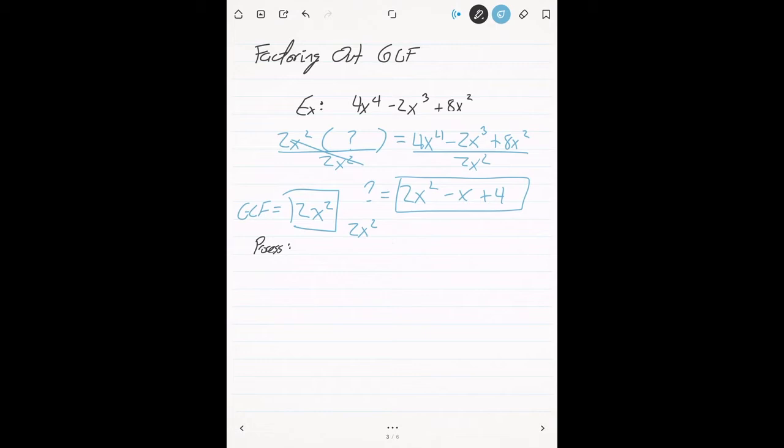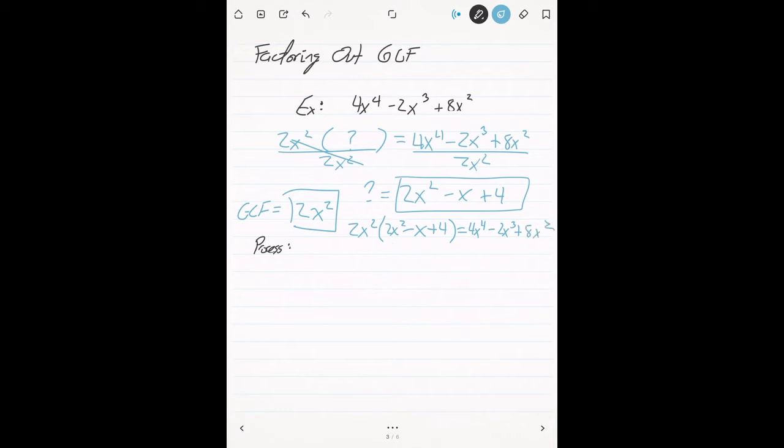We're going to take 2x squared, the GCF, and multiply that by what we got when we divided our polynomial by that GCF. Let's see if this actually works out. 2x squared times 2x squared is 4x to the fourth. Then we have 2x squared times negative x. That's just negative 2x cubed. Then we have 2x squared times 4, and that's just going to be a positive 8x squared.